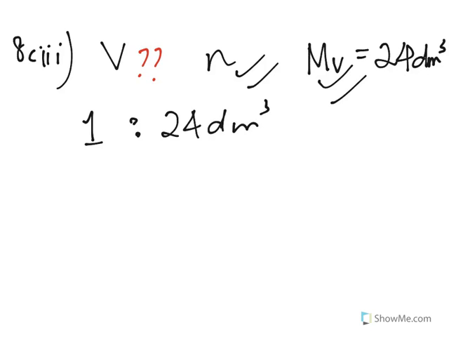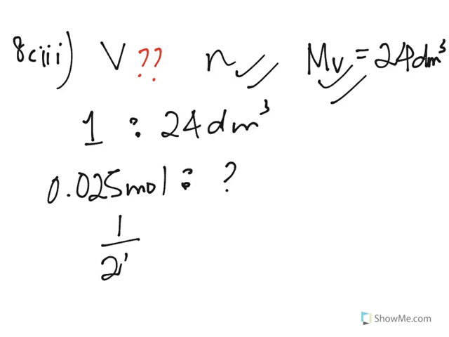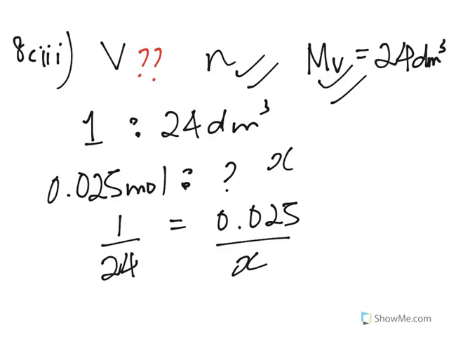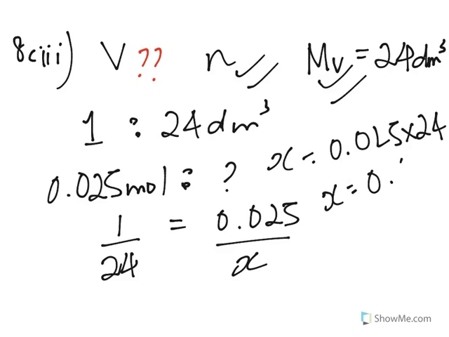Now in this case, we have 0.025 moles of carbon dioxide. So what is the volume that that will occupy? All we do is equate these ratios. So 1 over 24 equals 0.025 over x. We'll call that the volume which carbon dioxide occupies. And x will be equal to 0.025 times 24, which is a volume of 0.6 decimeter cube. And that is your answer.